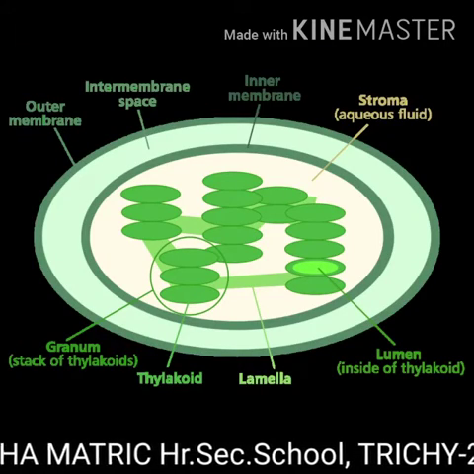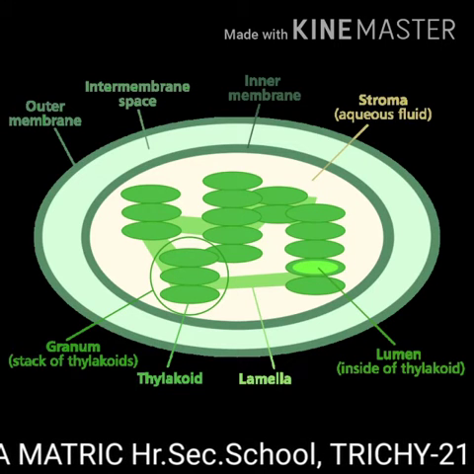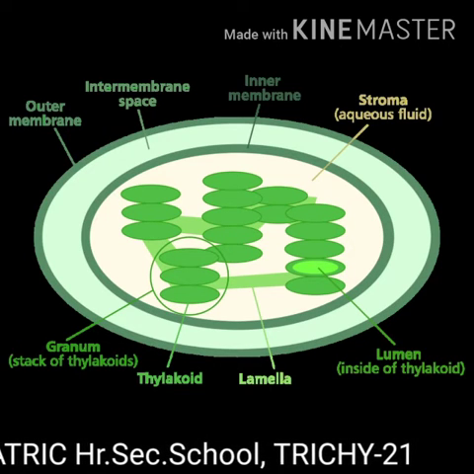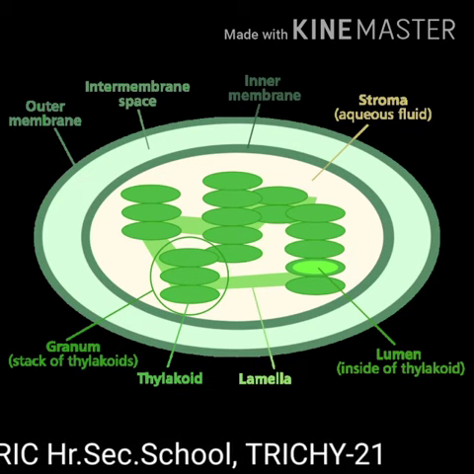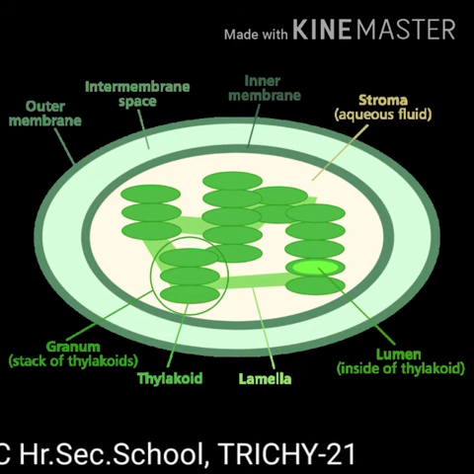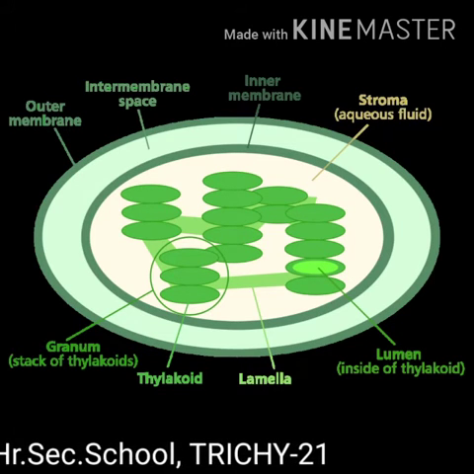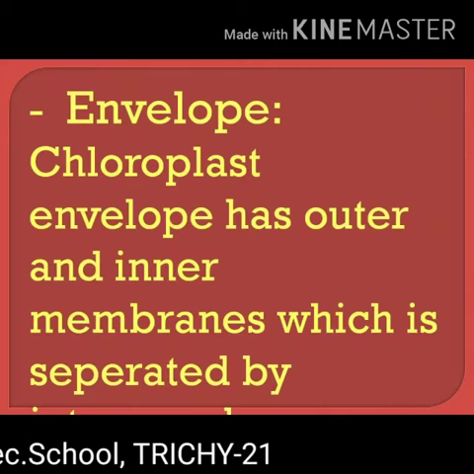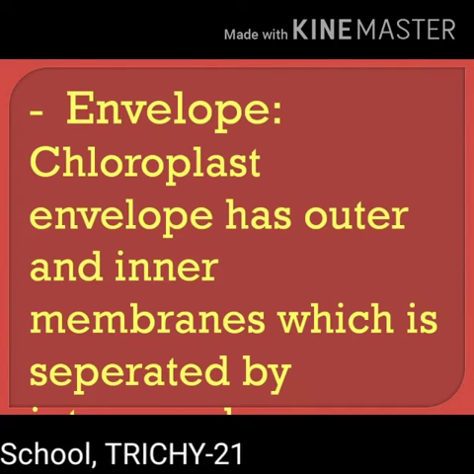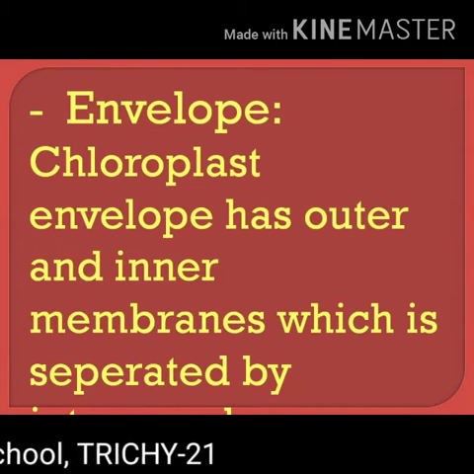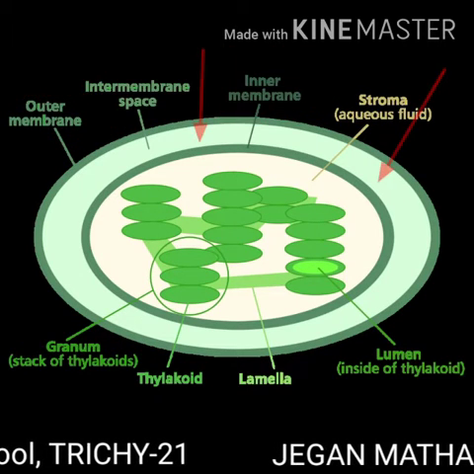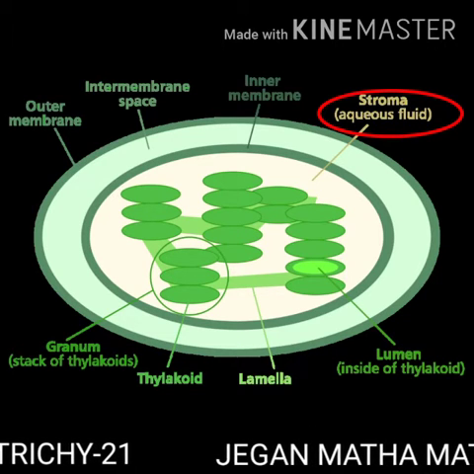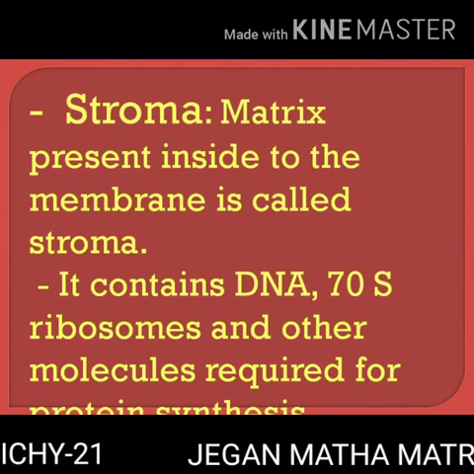Chloroplasts are green plastids containing green pigment called chlorophyll. Chloroplasts are oval-shaped organelles having a diameter of 2 to 10 micrometer and a thickness of 1 to 2 micrometer. Envelope: the chloroplast envelope has an outer and inner membrane which is separated by a membrane space. Stroma: the matrix present inside the membrane is called stroma.